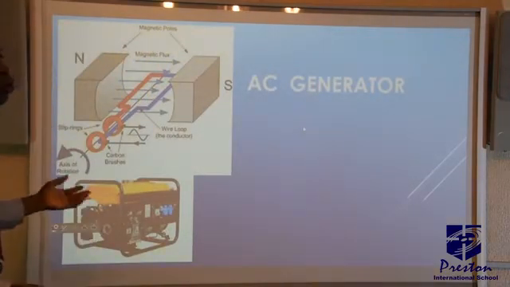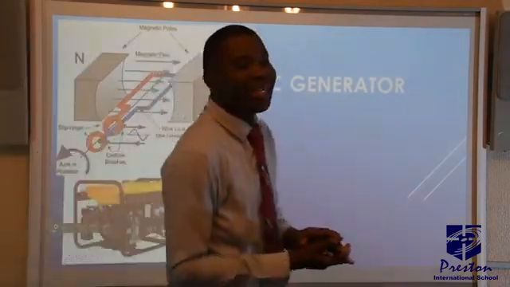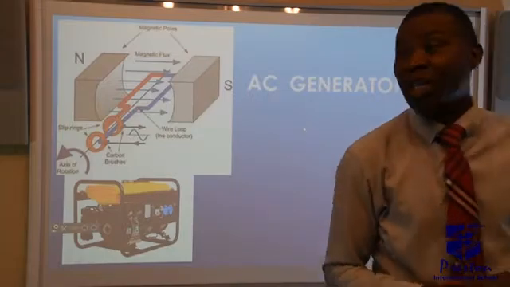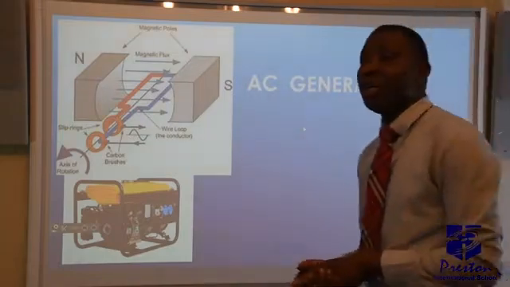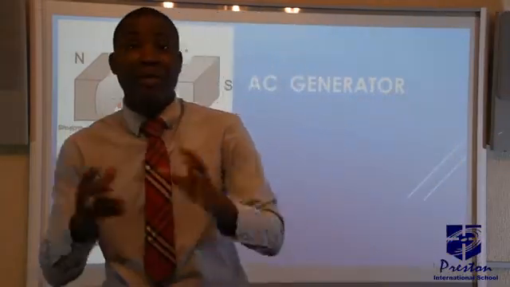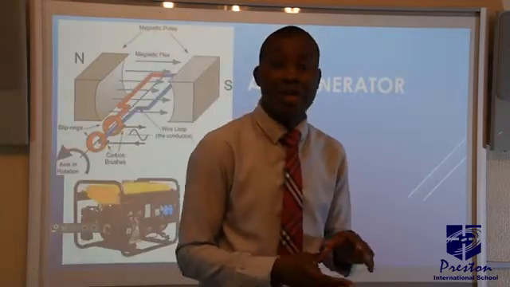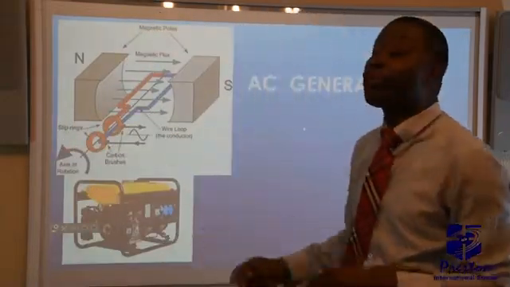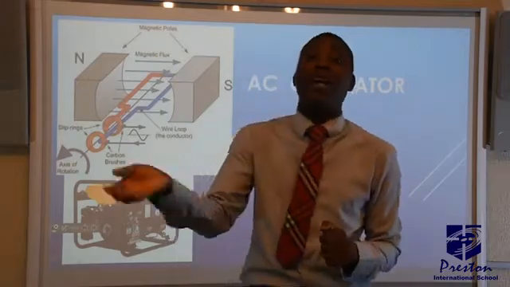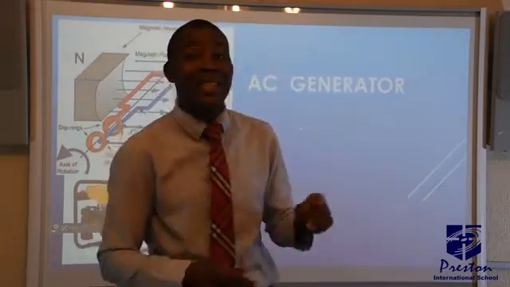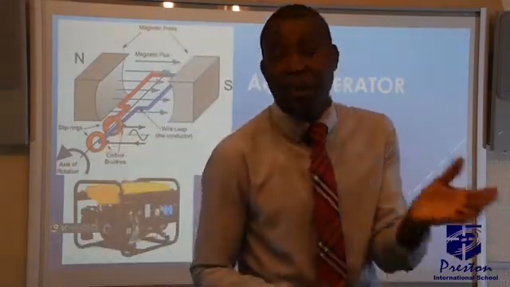Now, applications of electromagnetic induction. We mentioned two applications here, the AC generator and then the DC generator. A generator is a device that converts mechanical energy to electrical energy. The AC generator produces current in what? Forward and reverse direction. While the DC generator will only produce current in the forward direction.